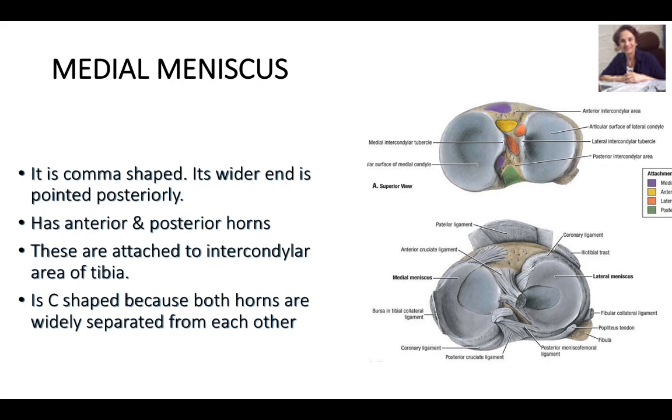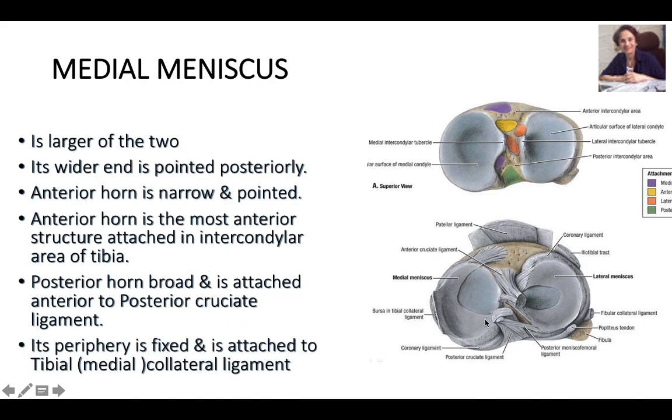And it is C-shaped because both horns are separated quite a lot from each other. The medial meniscus is also the larger of the two and it has a wider posterior end. The periphery of this medial meniscus is attached to the tibial collateral ligament or medial collateral ligament of the knee joint.